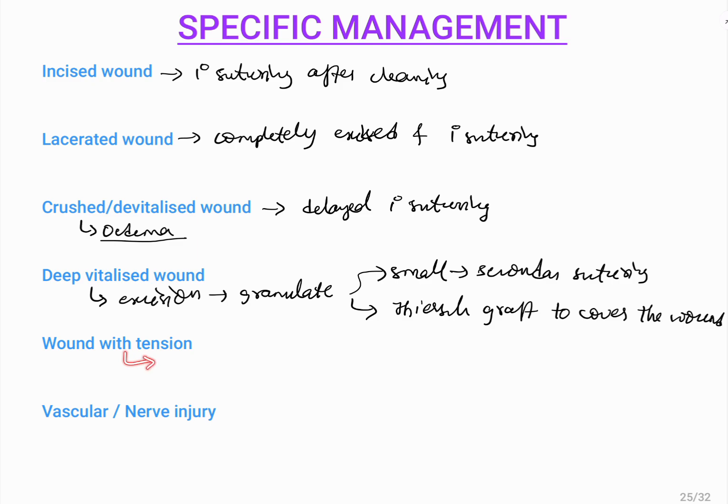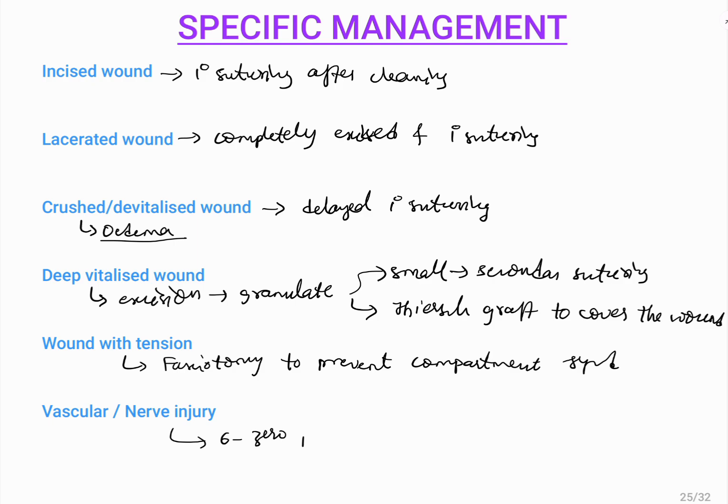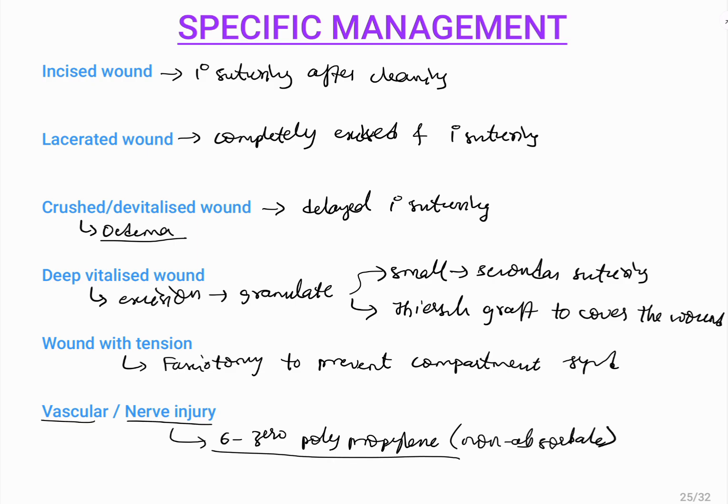In a wound with tension, we conduct fasciotomy. Fasciotomy is conducted in order to prevent the compartment syndrome, which we're going to see in the next part of the video. In case of vascular or nerve injury, we use a 6-0 polypropylene suturing material which is non-absorbable. This is a suturing material used to suture the vascular or nerve injuries. This was about the management of a wound specifically.